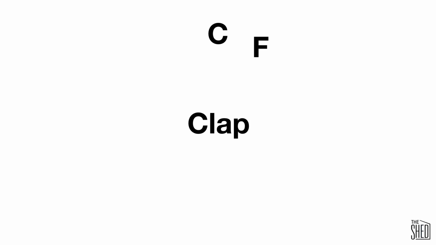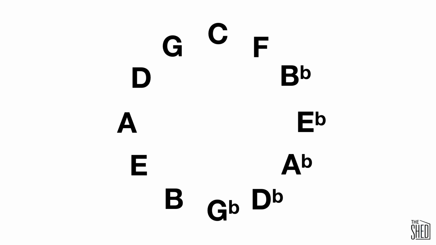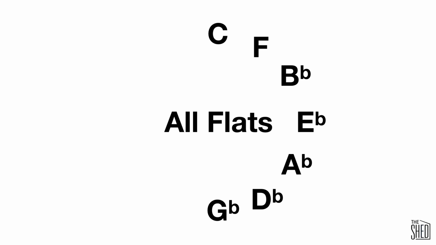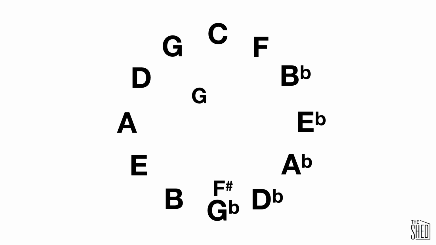Now to memorize. C, F, B, E, A, D, G, all flats, B, E, A, D, G. G flat is F sharp. C, F, B, E, A, D, G, all flats, B, E, A, D, G. G flat is F sharp. And now you know it.